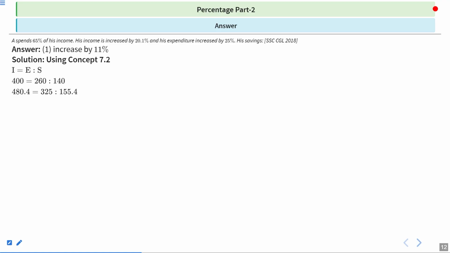Now what will be the saving? So saving will become income minus expenditure. When we subtract 480.4 minus 325, we get 155.4. So saving is increased by 15.4, because first the saving was 140, now the saving became 155.4. So how much percentage did saving increase? So 15.4 upon 140 multiplied by 100 is equal to 11%. So 11% is the correct answer. So first one is the correct answer. Next one.